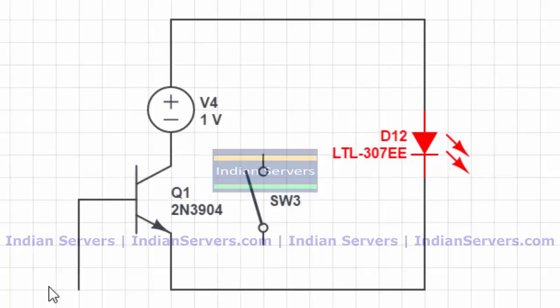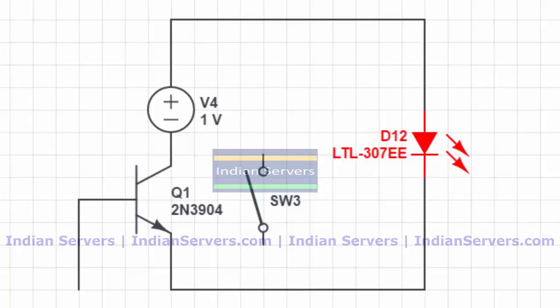So the main difference between the NPN and PNP transistor is, the NPN transistor can be activated with high voltage, PNP can be activated with low. So both are opposite. According to our application, we have to select a particular transistor.